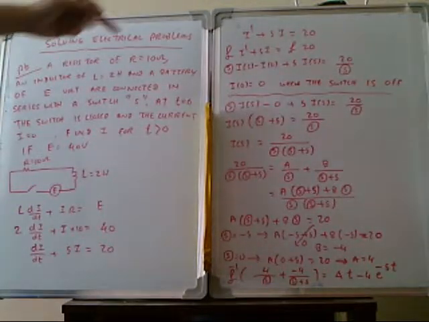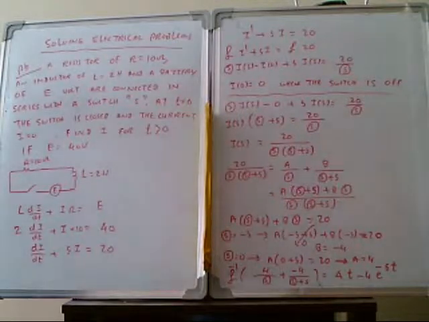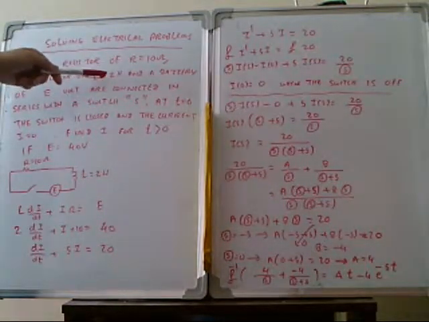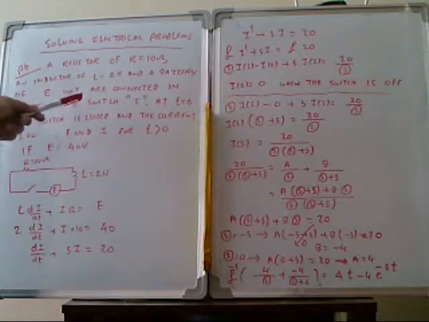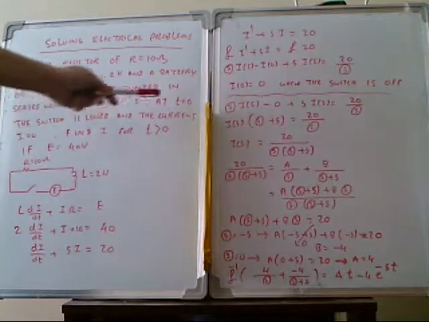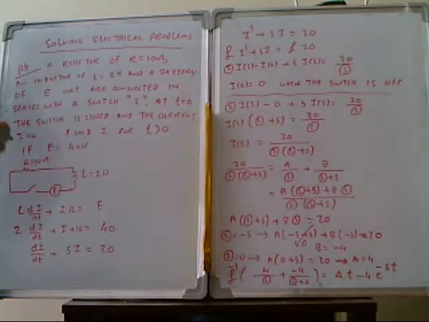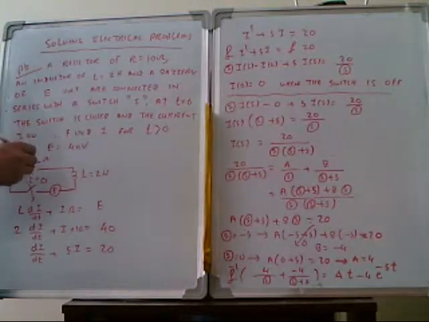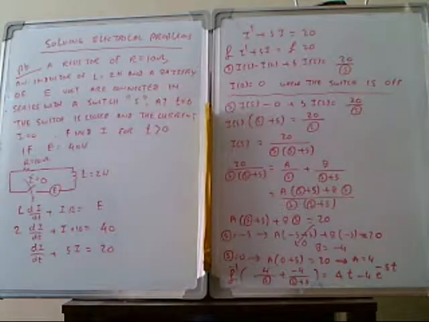For the Laplace transform, we utilize the Laplace transform to solve the electrical problem. A resistor of R equal to 10 ohm, an inductor of L equal to 2 Henry, and a battery of E volts are connected in series with the switch S. At t equal to 0, the switch is closed. Initially this one is open, and then at the time t equal to 0 this one is closed.